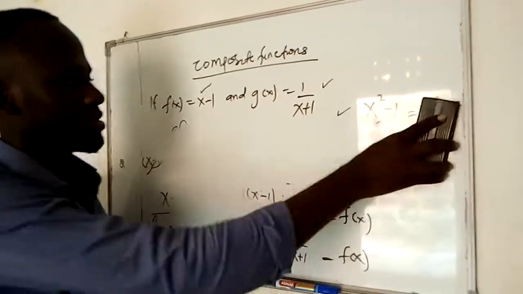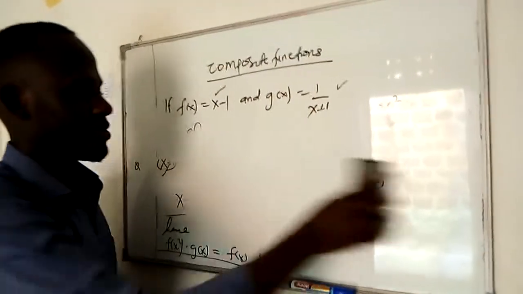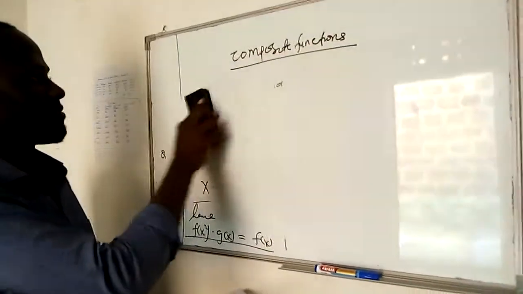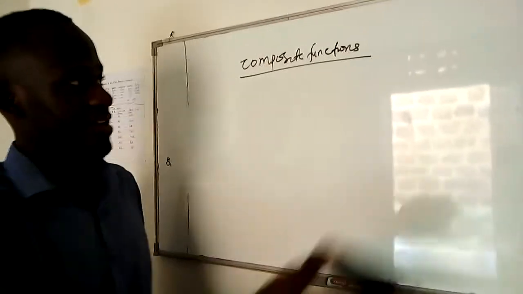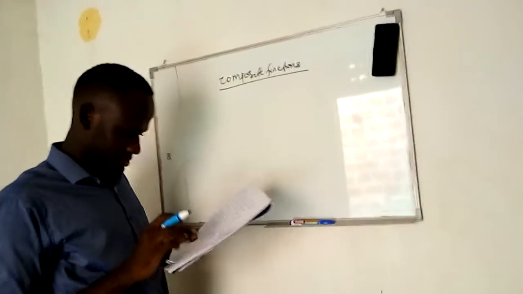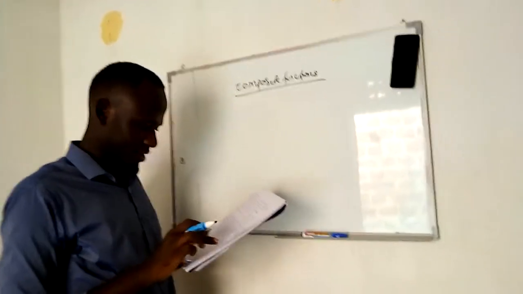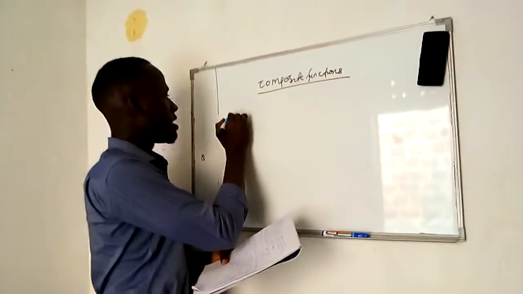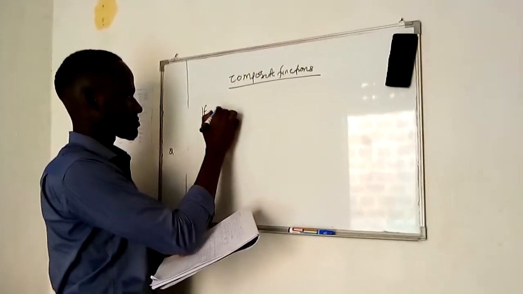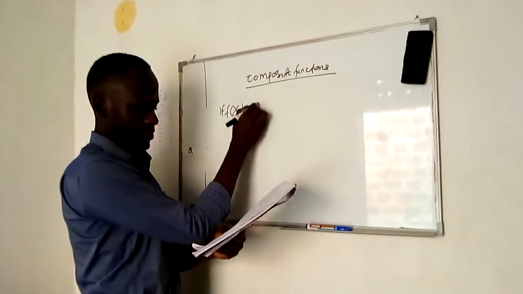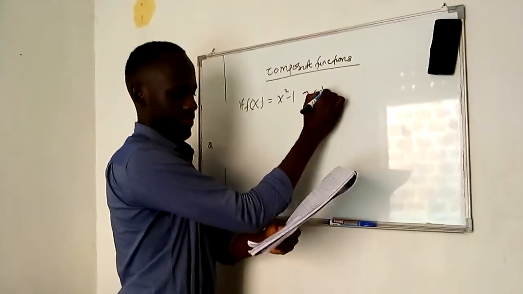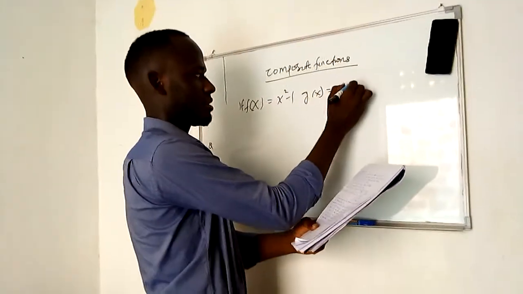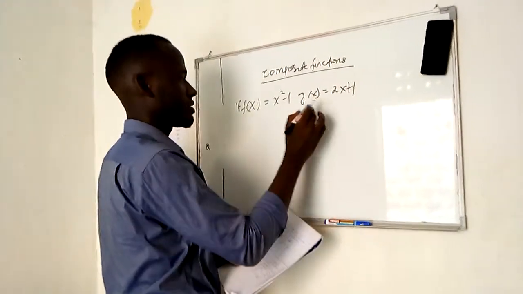Our next question will be of the same structure, but of a different type. So we have the question here. It is saying if f of x is equal to x squared minus 1, g of x is equal to 2x plus 1. Show that.